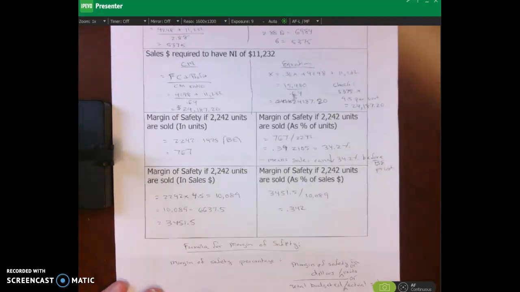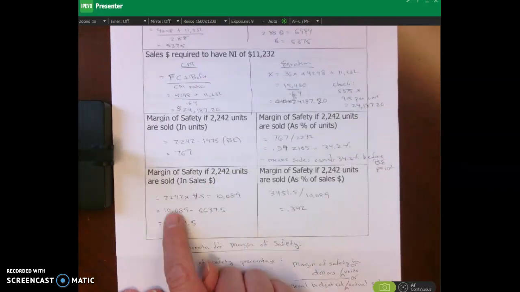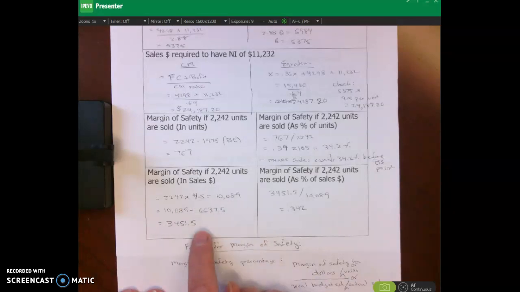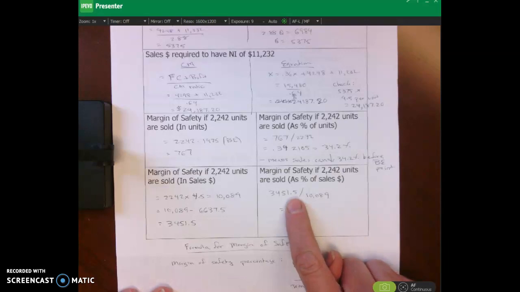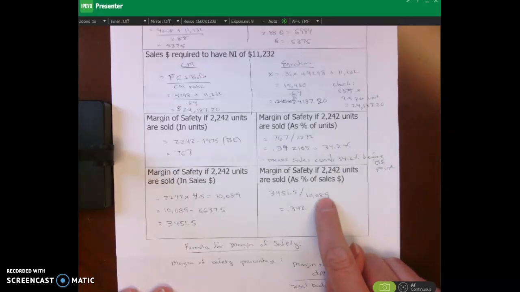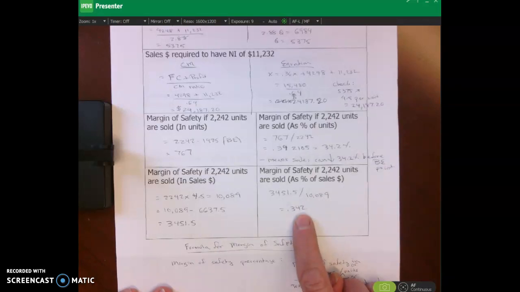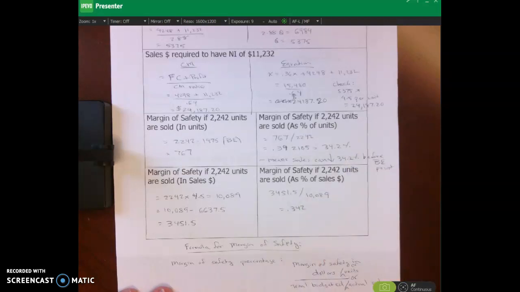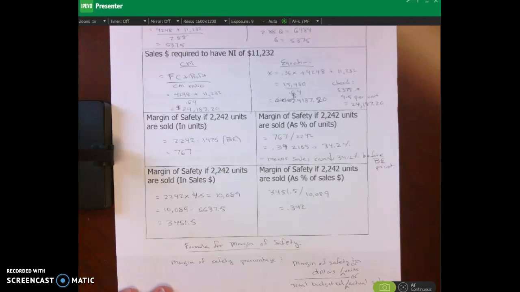And then in terms of sales dollars, we can take our 2,242 units, we get our 10,089 minus our break-even, which we calculated on the prior page, 6,637. That gives us sales dollars of 3,451.5. And then we can take our 3,451.5 divided by our current sales dollars of 10,089, and we get the same answer, 34.2%. Okay?